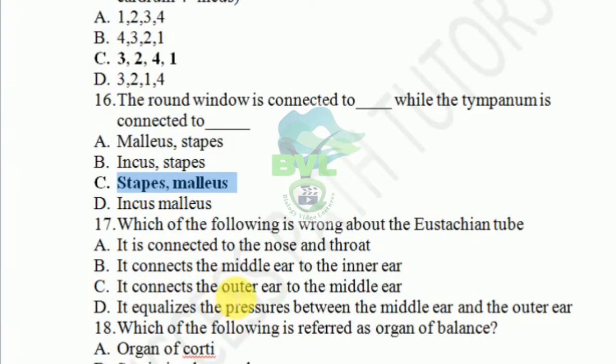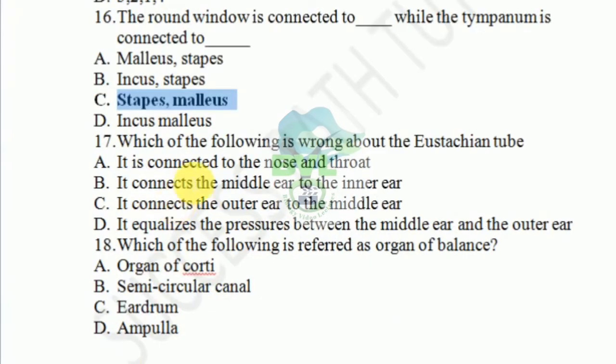Which of the following is wrong about the Eustachian tube? It is connected to the nose and throat. It connects the middle ear to the inner ear. It connects the outer ear to the middle ear. It equalizes the pressure between the middle ear and the outer ear. I think there are two wrong answers here. So let me just keep that. Okay, just a minute.